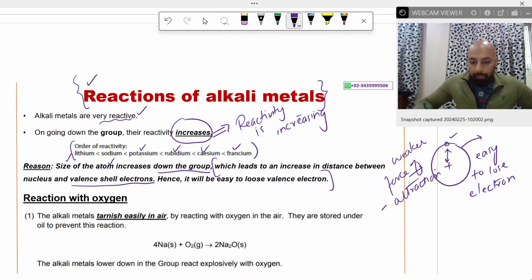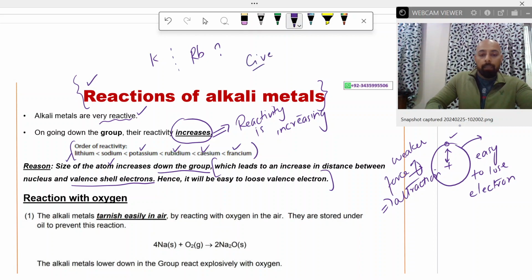I'm repeating it again. The greater the size, the easier it is to lose an electron because there is a weaker force of attraction between the nucleus and the valence shell electron, because of which it is considered more reactive, right? This comparison will usually be asked in the exam: if reactivity is increasing, why is it increasing, which one is more reactive. They will give you different elements. They can give you a simple comparison. We have potassium and rubidium. Which one is more reactive and why? Give reason.